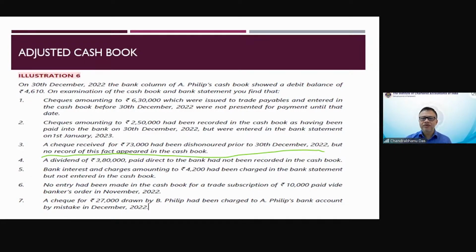Ashwika has raised her hand. Very good. Yes, Ashwika, you can speak. Yes, sir. The seventh one, sir. A check for 27,000 drawn by B. Philip had been charged to A. Philip's bank account by mistake in December 2022. So since it is a mistake, you found that this is an error. Okay. Yes. Now, who has done the error?